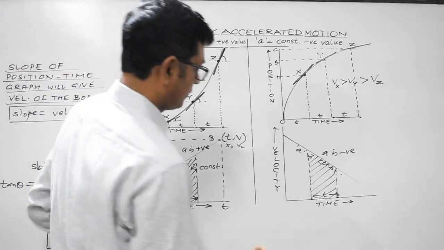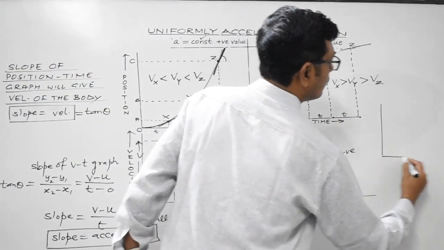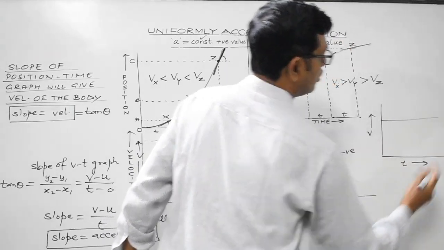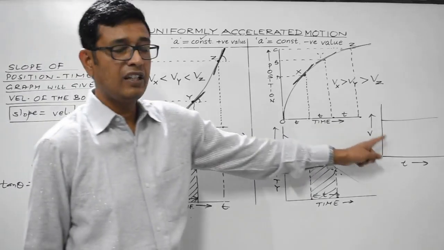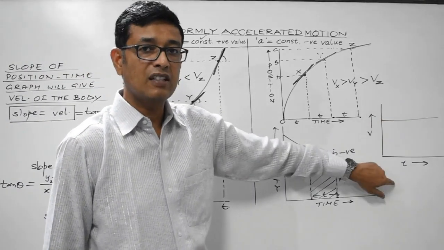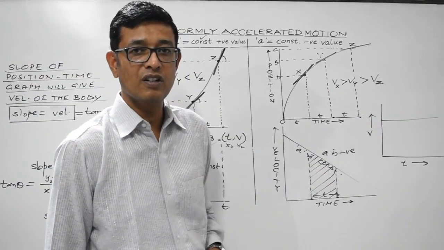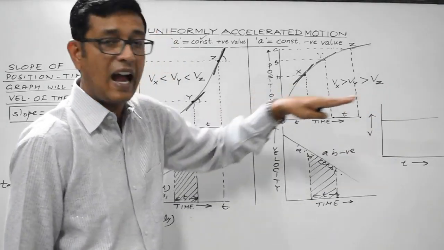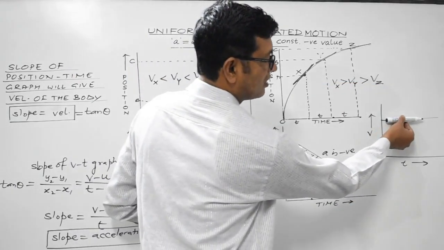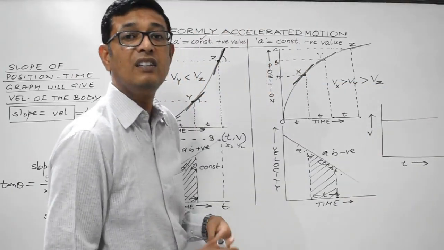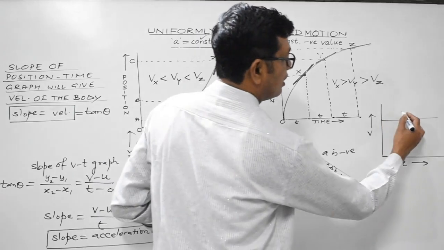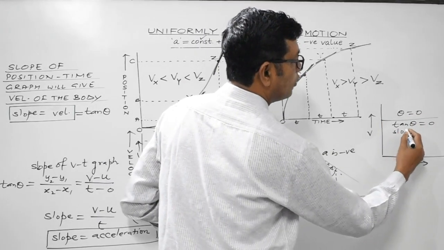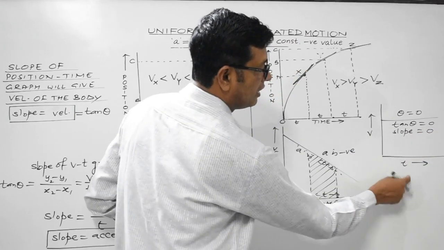One more case. Suppose the Vt graph is like this. This is the Vt graph given. You must remember, a Vt graph, if it is a straight line and parallel to the time axis, will represent uniform motion. Students, what will be the slope over here? The line is flat. What is the angle which this line is making with the horizontal? It is making 0. So theta is 0. So tan theta is 0. So therefore slope is 0. And the slope of the Vt graph is acceleration.